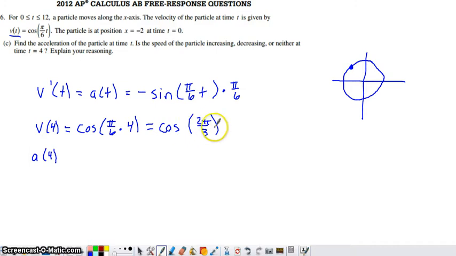We just need to know what the sign of velocity is. And the sign of our velocity here is definitely going to be negative. The x-coordinate at this point on the unit circle is definitely negative, so our velocity is less than 0.